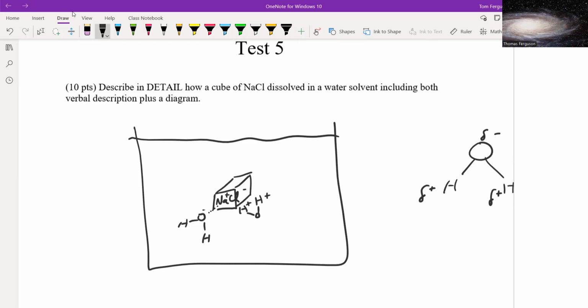Excuse me. So everything is moving unless we're at Kelvin 0. And because everything is moving, these water molecules are bouncing up against that salt crystal. The higher the temperature, the more they bounce against the crystal, hence it dissolves faster.